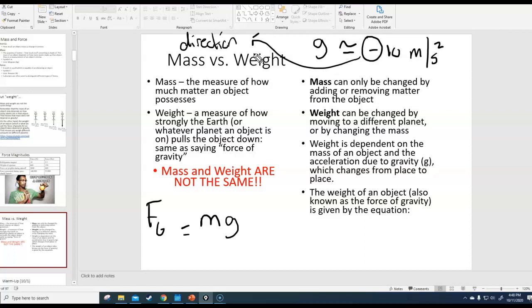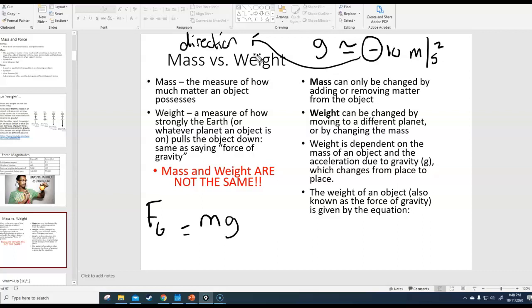Okay, and so when I go to the moon, my mass might be the same, but the acceleration due to gravity on the moon is not negative 10 meters per second squared. It's more like negative 2 meters per second squared. And so that's why I would weigh less on the moon, even though my mass would be the same.